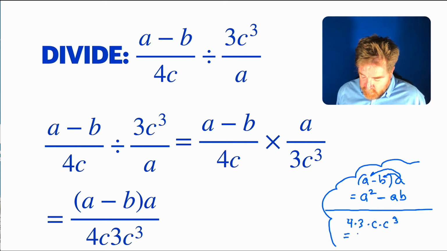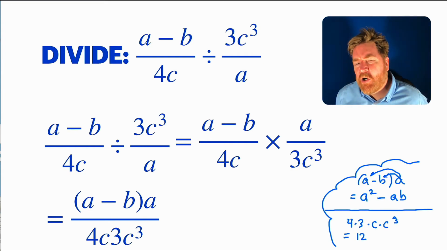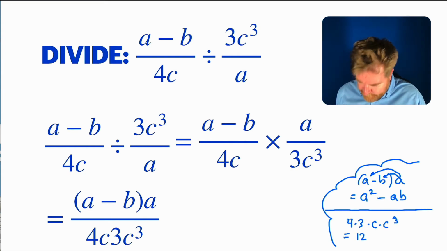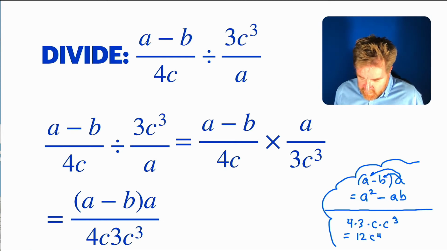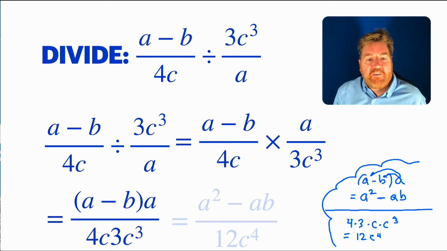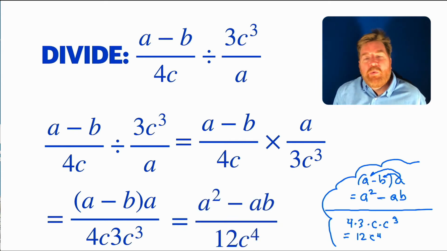And that's just equal to 12 times how many c's total? Total factors? 4 of them. Good. C to the 4th. All right, we got it. Let's take our stuff back over, put it in place, and we got it.